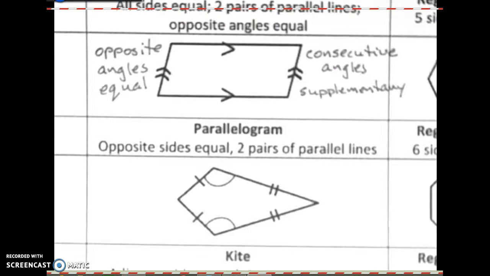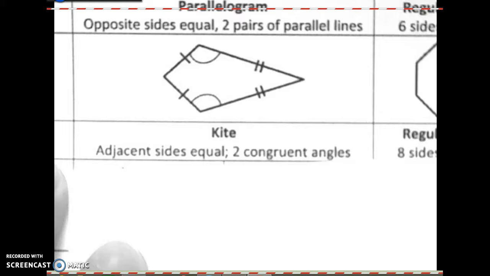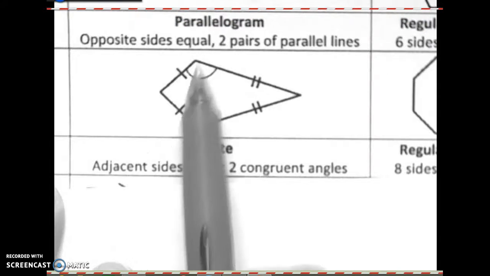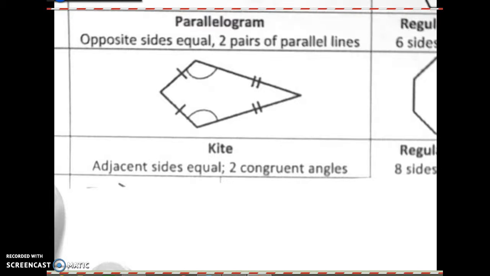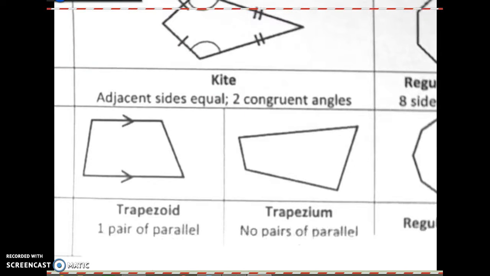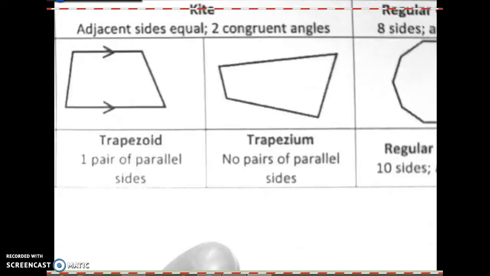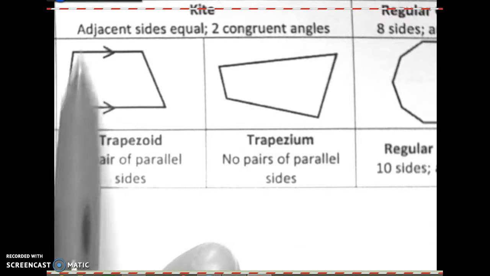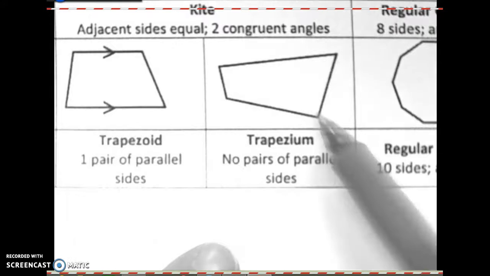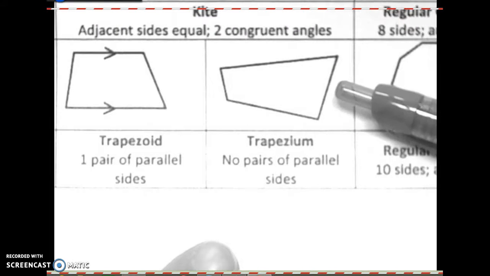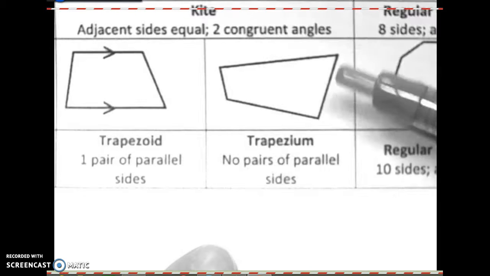If I have a kite, the adjacent sides are equal to each other, and I have 1 set of congruent angles in that kite. I could have a trapezoid where I have 1 pair of parallel sides, so these 2 lines are parallel to each other. We don't usually use the word trapezium, we just call them quadrilaterals. If nothing's parallel, nothing's congruent, it's just a plain old quadrilateral.